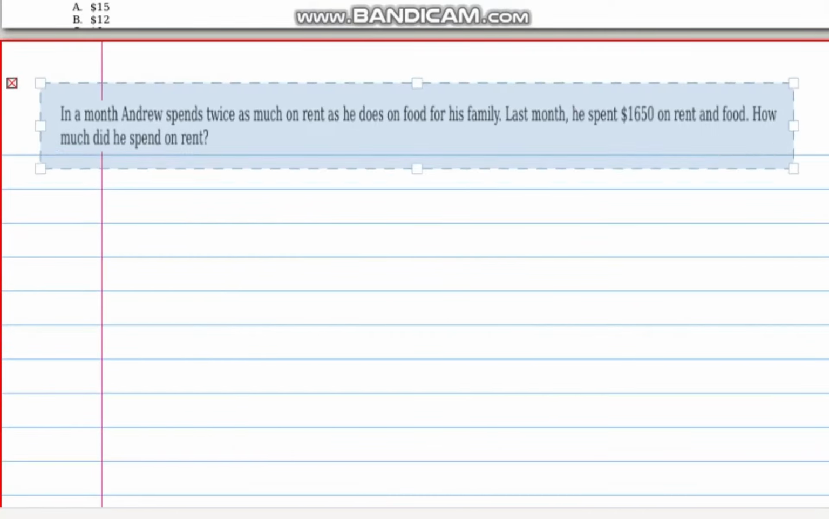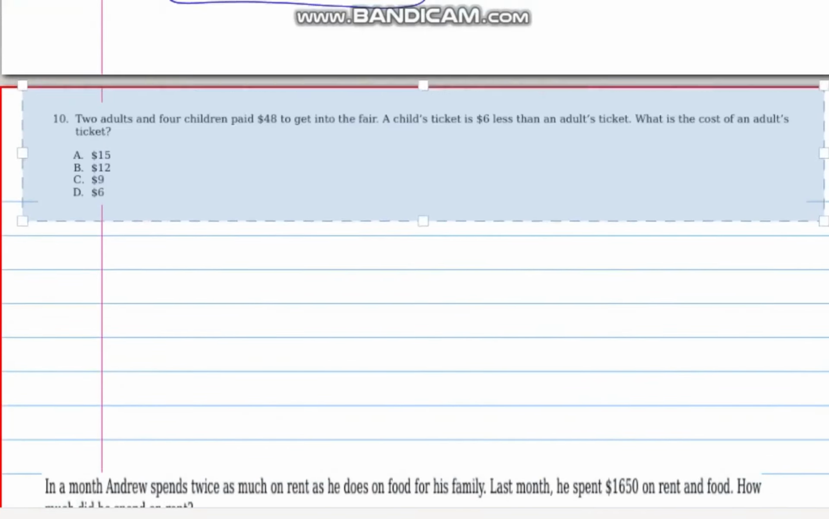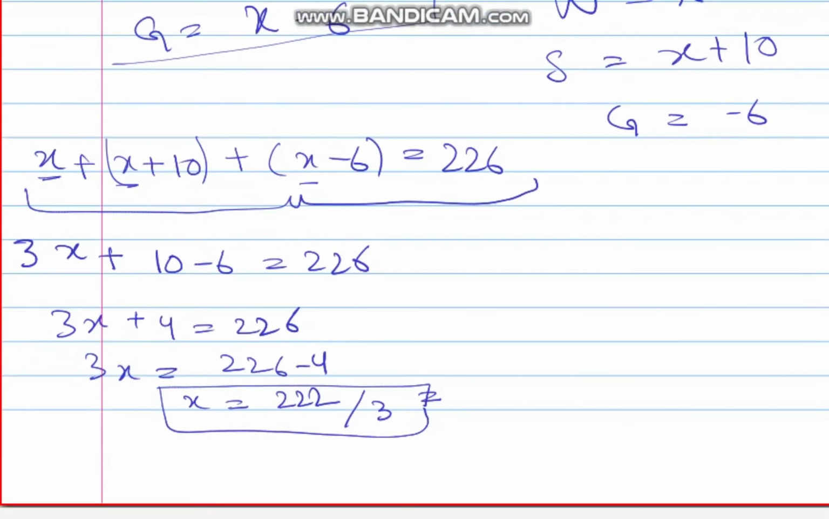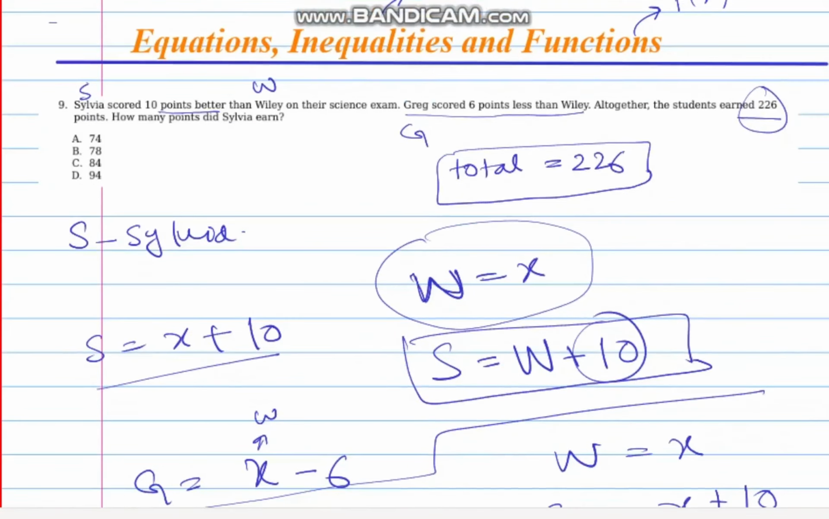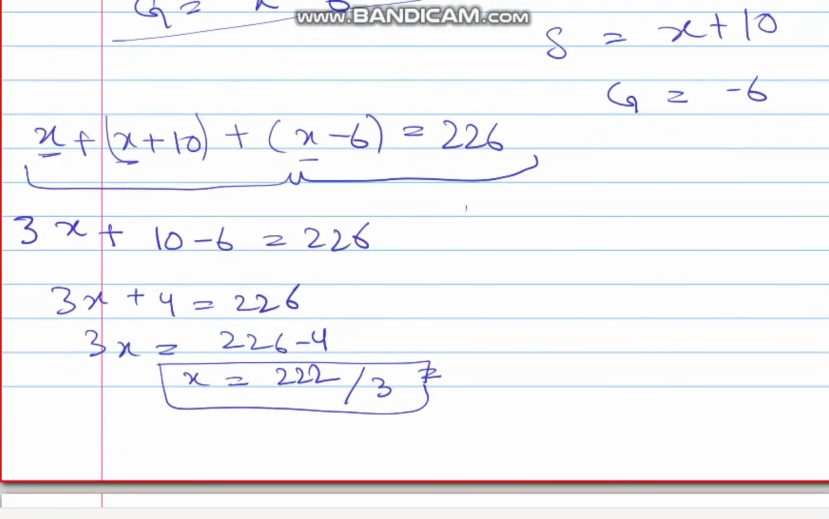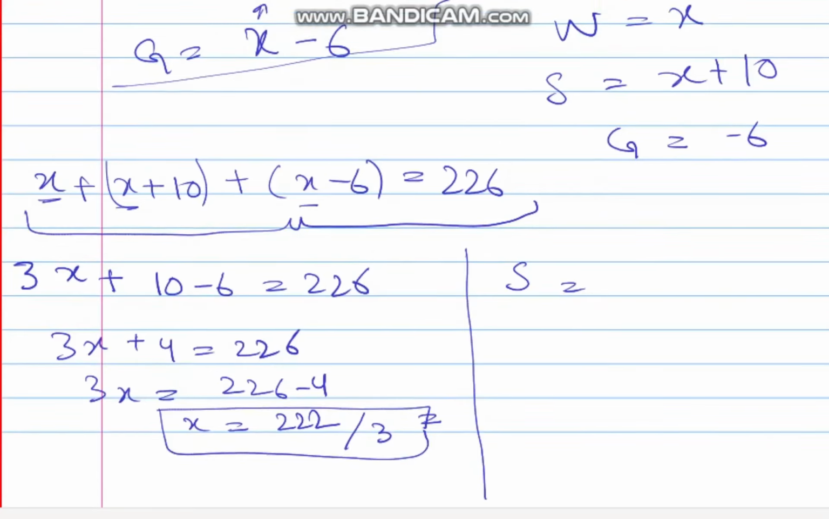Let me put down the question here. This is your answer, but let me check what is being asked. How many points did Sylvia earn? Please just focus on Sylvia. What is S basically? S is X plus 10. And what is S equal to? S is 222 divided by 3, plus 10. Now this will be Sylvia's score.